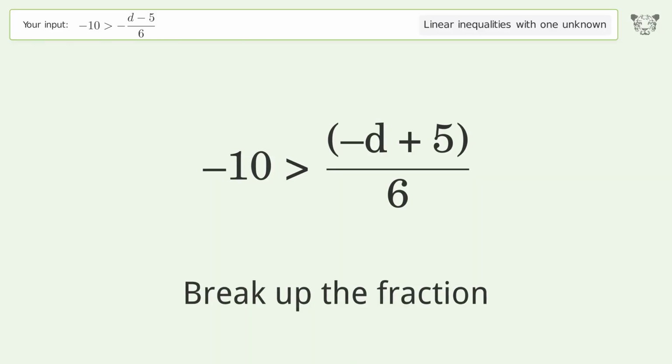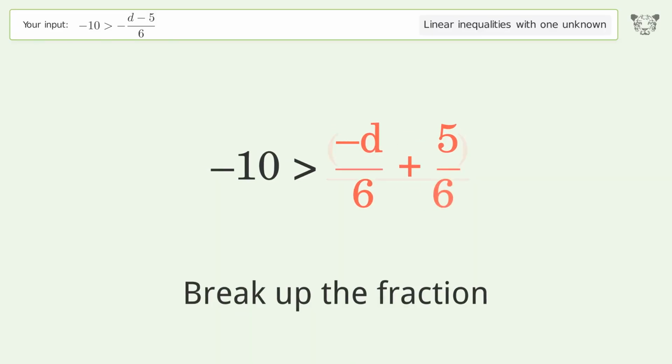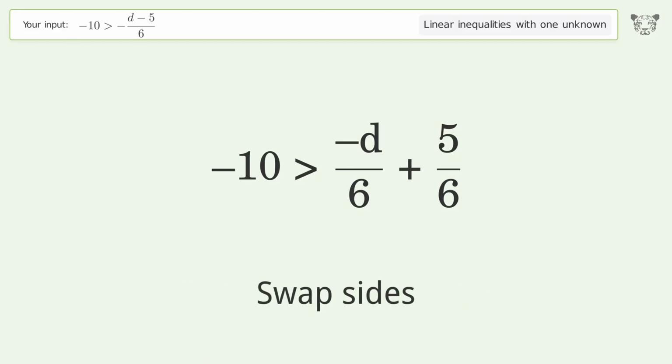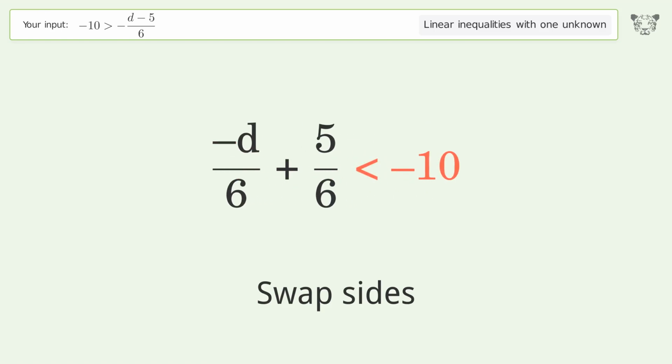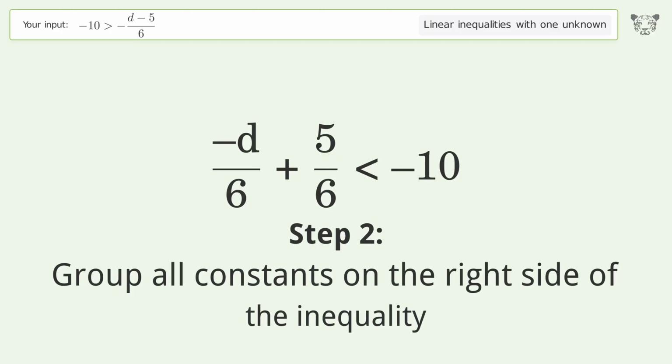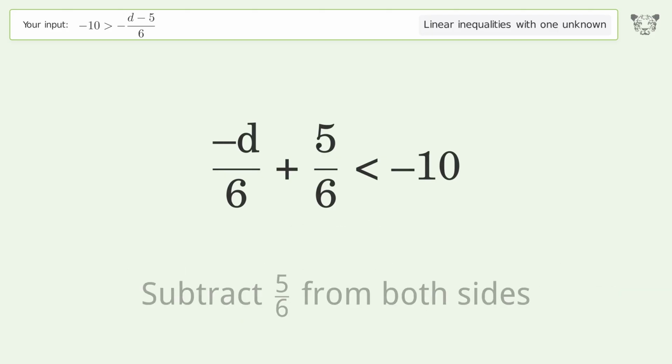Break up the fraction. Swap sides. Group all constants on the right side of the inequality. Subtract 5/6 from both sides.